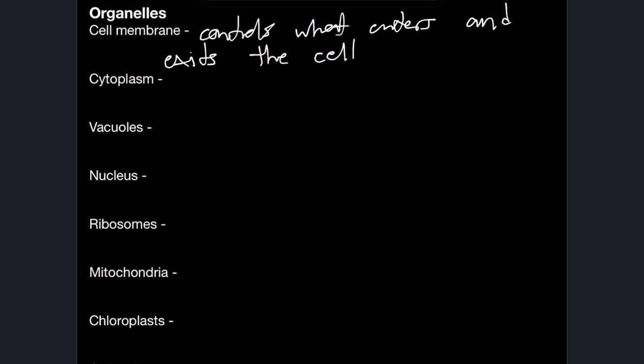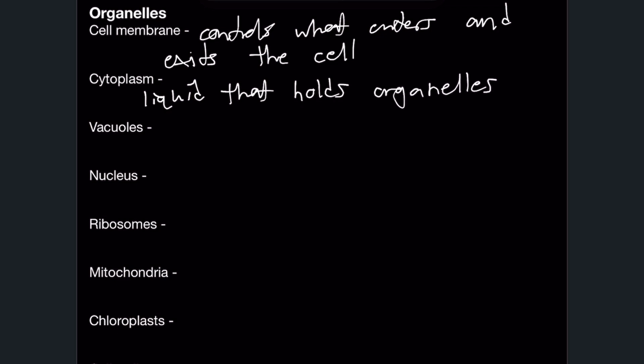The second organelle you want to know is the cytoplasm, which is the liquid that holds organelles together. All of the organelles in the cell are floating around inside of the cytoplasm, as it's the liquid that fills the entire cell. These also have a key role in transport, as any time you transport substances from one organelle to the other, or outside or into the cell, it has to pass through the cytoplasm.